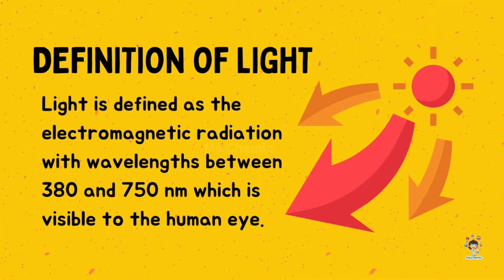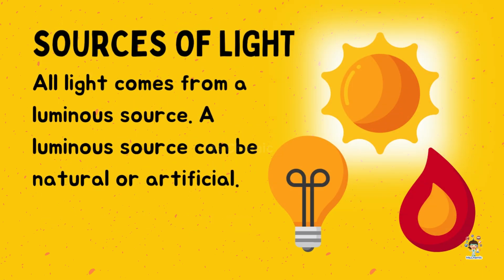Definition of light. Light is defined as the electromagnetic radiation, with wavelengths between 380 and 750 nanometers, which is visible to the human eye. Sources of light.